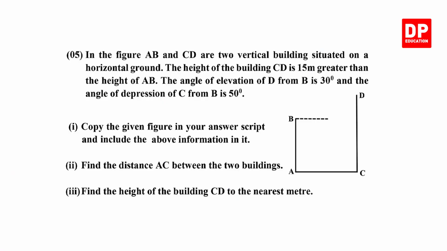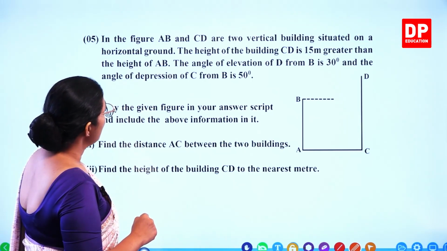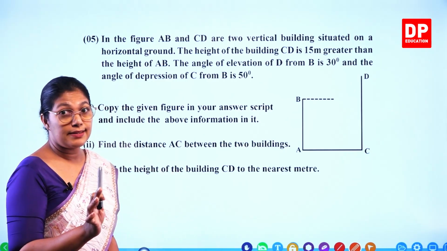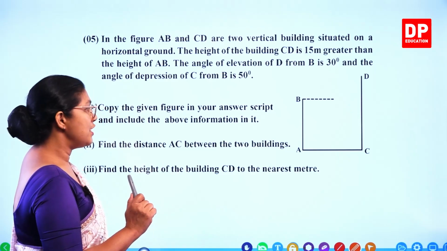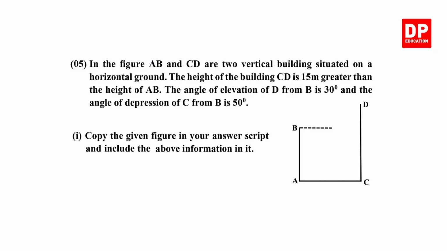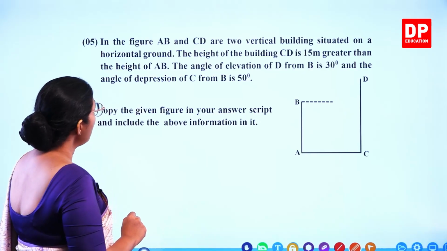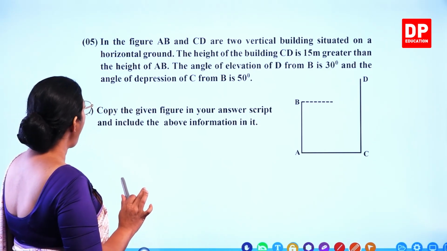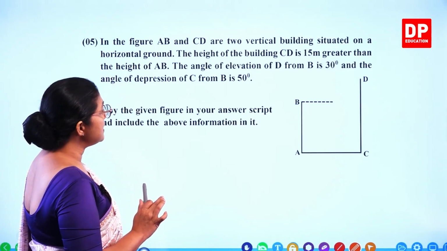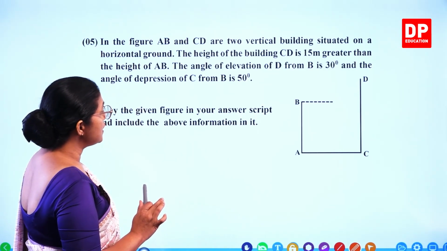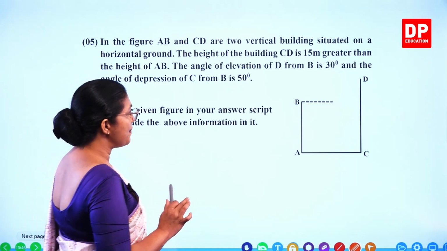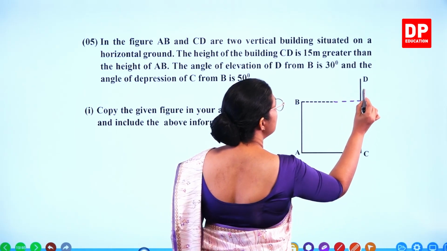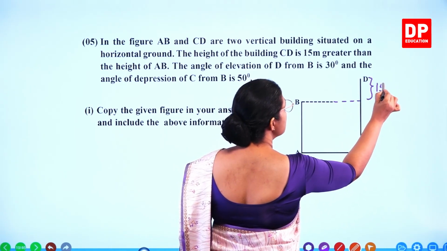Question number 5. You have to think about angles here, draw the diagram and find the distances and angle. So you need to use trigonometry in this question. In the figure AB and CD are 2 vertical buildings situated on a horizontal ground. The height of the building CD is 50 meters greater than the height of AB. So what it means? It says here when you draw the line here, this distance is 15 meters.